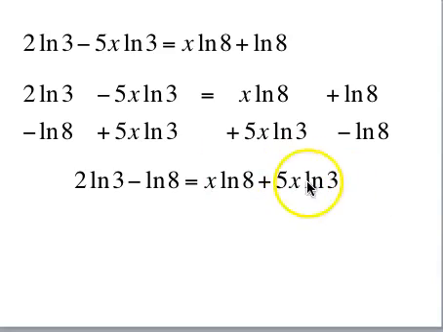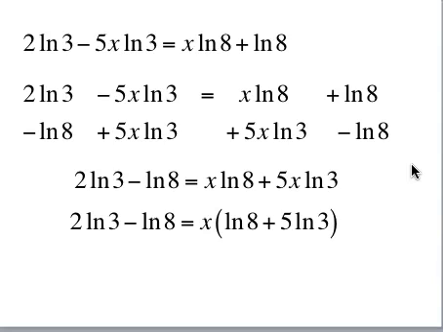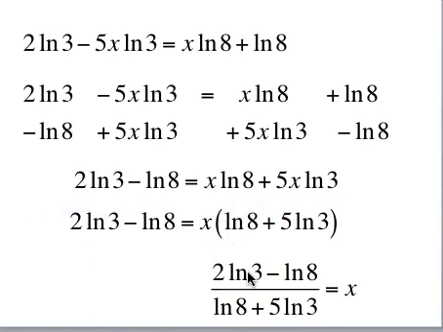But I still have these numbers, so I'm going to factor the x out. Factoring the x out on the right side, that will leave me natural log of 8 plus 5 times natural log of 3. And then to solve for x, what do we have to do? Divide both sides by the natural log 8 plus 5 natural log 3. And there's a result. 2 natural log 3 minus natural log 8 over natural log 8 plus 5 times the natural log of 3. Challenging question, a lot of algebra, a lot of moving parts. But if you do it properly, there's no reason you can't do it correctly.